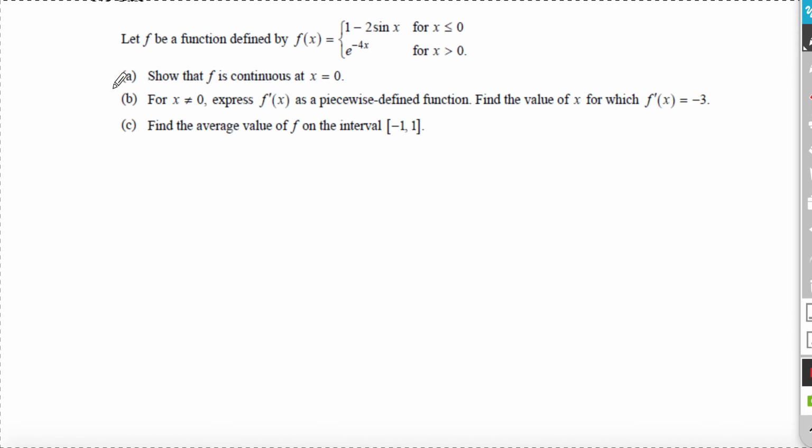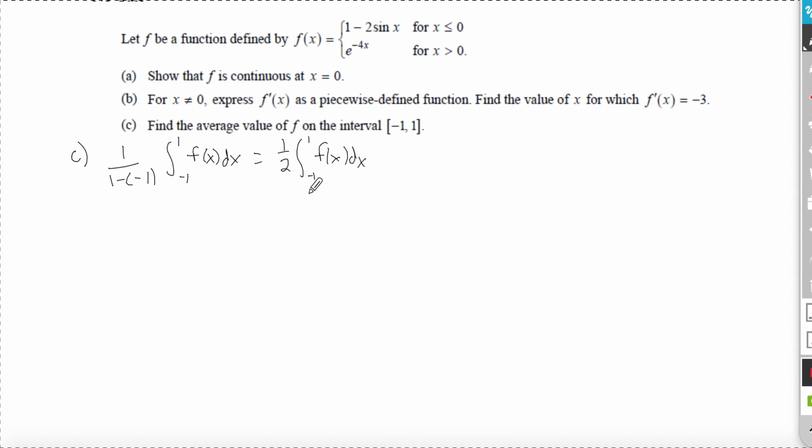All right, let's look at part C. Find the average value of f on the interval -1 to 1. Okay, so average value, we have to remember a formula, 1 over b minus a times the integral from a to b of the function or the thing we're trying to average. That's what we want. So this would be equal to 1/2 times the integral from -1 to 1 of f of x dx. That's what we're looking for here in the end.